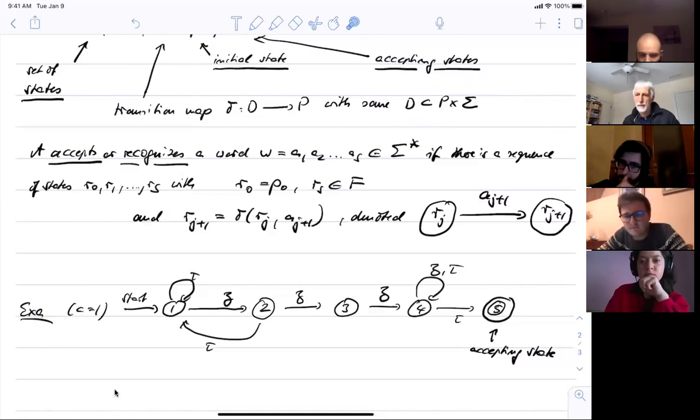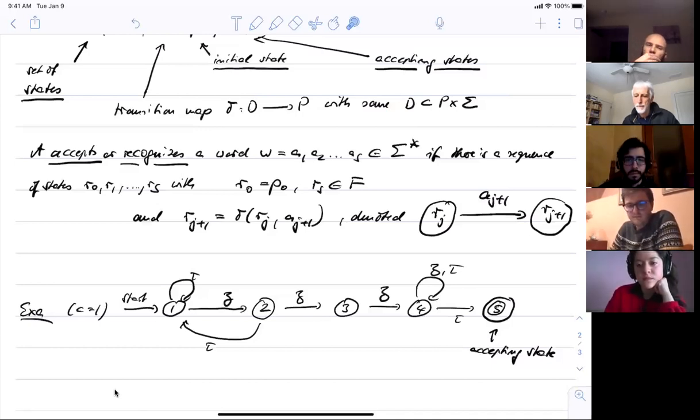Can I also ask something on this? So deterministic means that D can be a subset of the set P times sigma. Otherwise, it's a regular automaton. Exactly. Okay, thanks. Thank you.